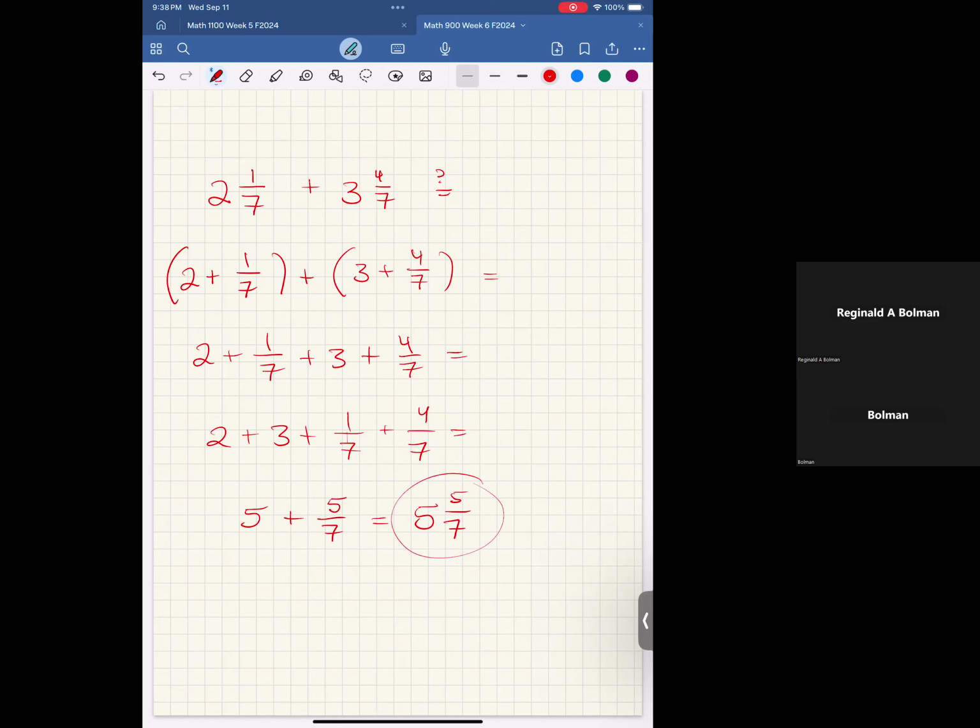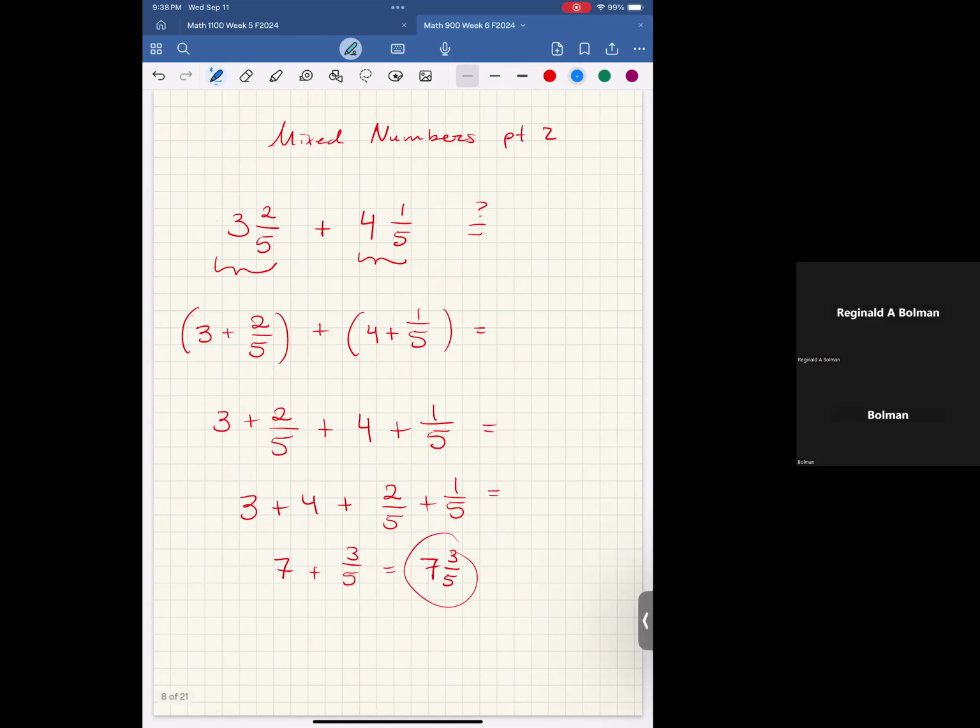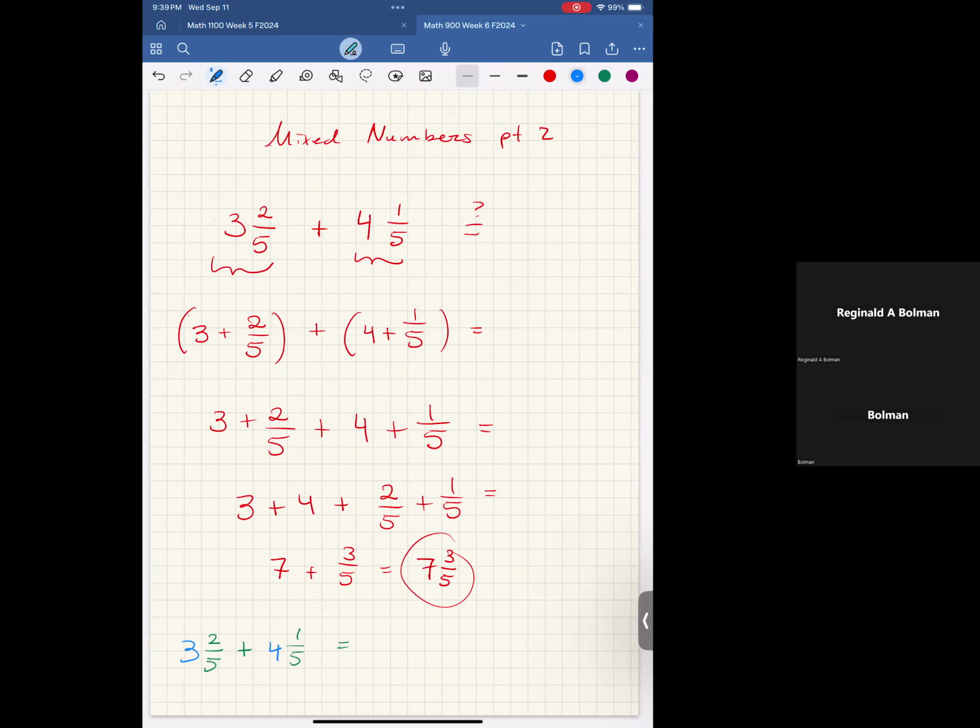Excellent. Again, it's a decent number of steps, so is there potentially a better way? And of course, the answer is yes. If you look at the pattern here, we started with 3 and 2/5. And of course, we added this with 4 and 1/5. And what we saw was this was equal to 7 and 3/5.